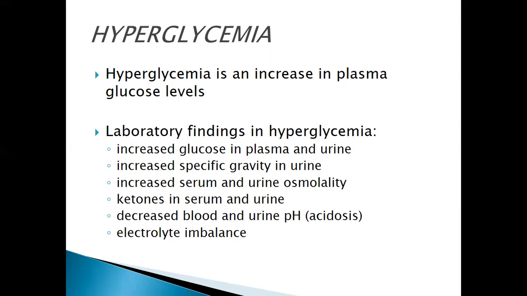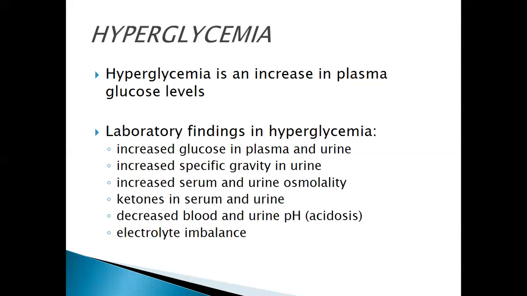Remember, your kidney has a normal renal threshold of 160 to 180 milligrams per dL of glucose. And anything above that would actually cause increased excretion of your glucose in the urine. And so giving us an increased level of glucose reagent strip result.